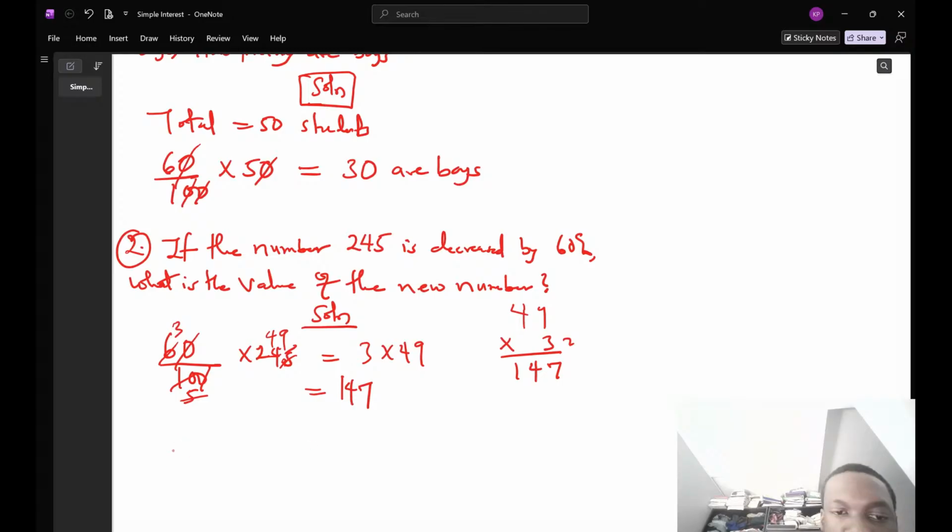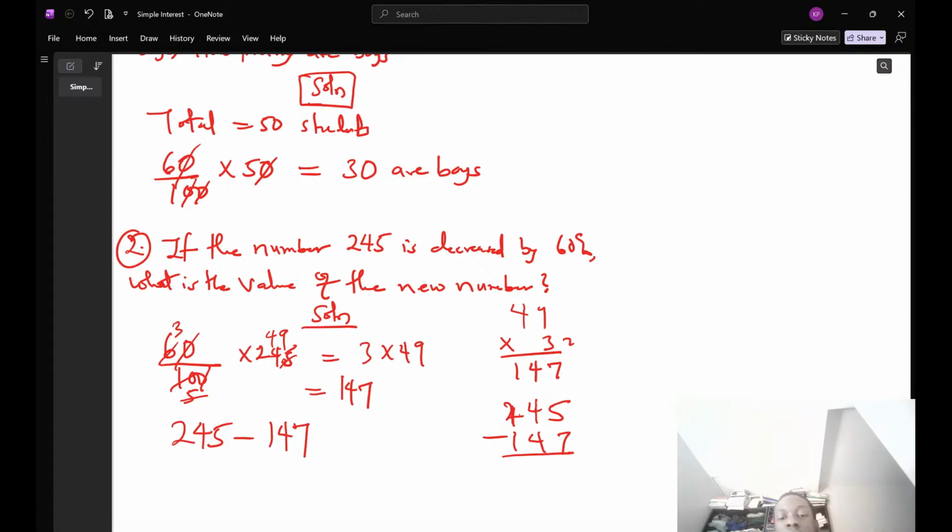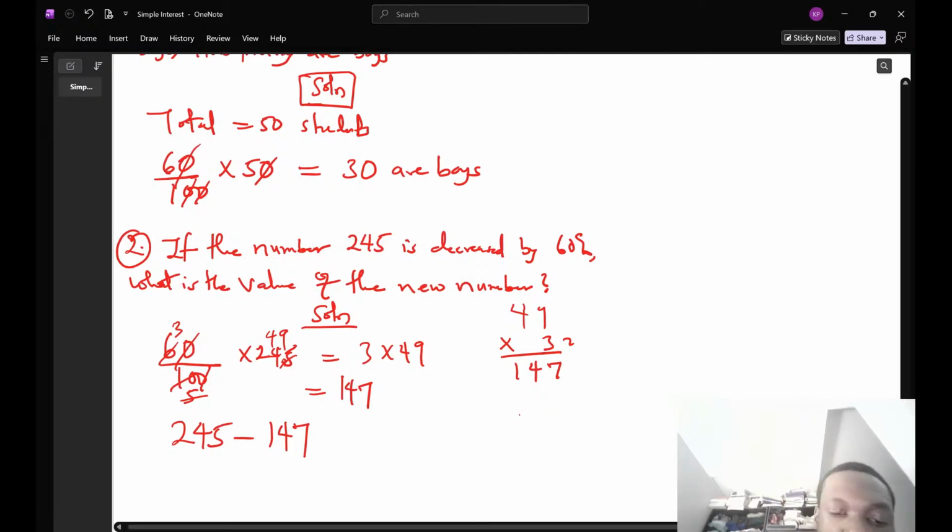Now what's the value of the new number that is decreased? So we'll do 245 minus 147. Sorry, let me just punch this in the calculator, because I want to do it in a hurry. 245 minus 147 is 98. So that's 98.